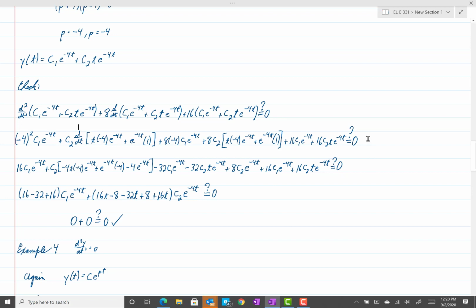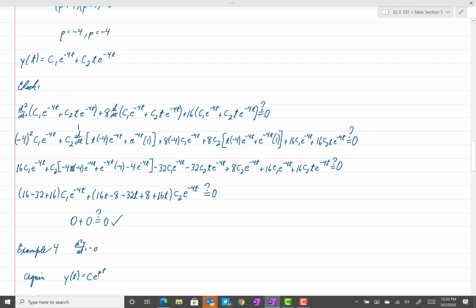And so now this first term, minus 4 squared is 16, so that's easy. And then for this second term, we bring down the c2, and now we have to differentiate this term with respect to t. So again, we'll have to use the product rule on this first term, and the minus 4t, I bring that down, minus 4t, I'm regarding that as the first term.